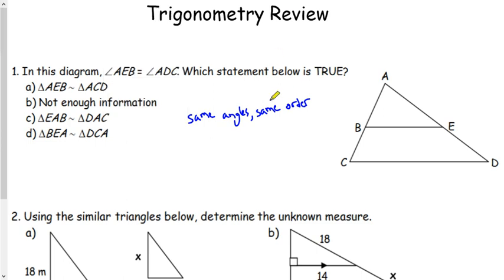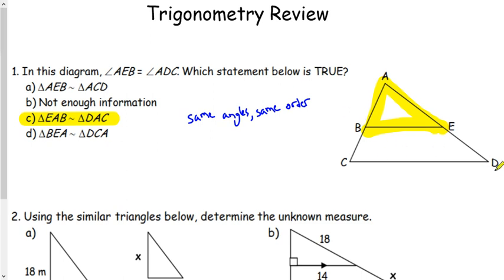So I'm going to get out my highlighter and I'm going to tell you that our correct answer here is C. It's EAB is similar to DAC. How do we know that? Well, let's follow along. Let's start at E right here. And we're going to go up to A and then down to B. So that's how we're describing that triangle. That's the order we're going in.